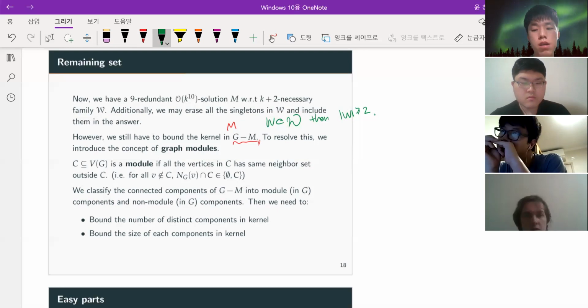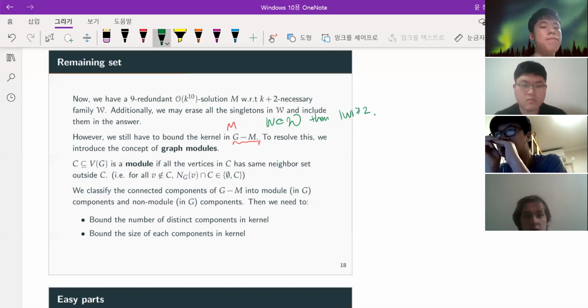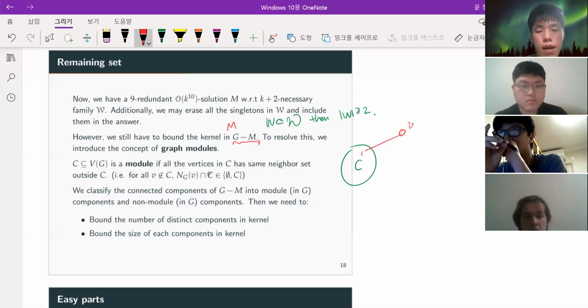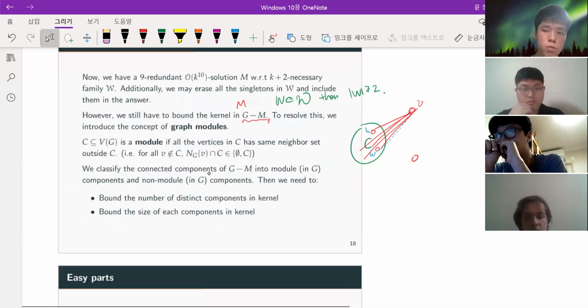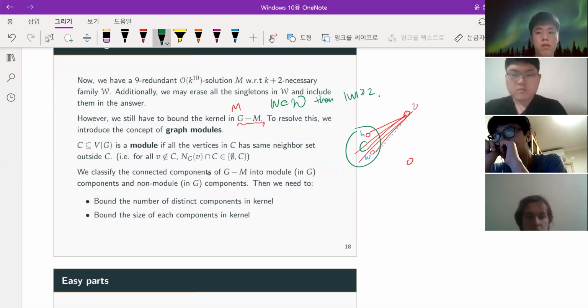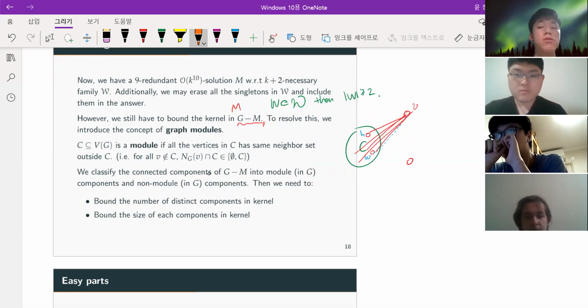A vertex subset C is called a module if all the vertices in C have the same neighbors outside C. So if a vertex V outside C has a pair, one of them adjacent and one of them not adjacent, then C is not a module. A vertex V outside C should be adjacent to all the vertices in C or none of them. Naturally, a module is a generalized concept of connected components, since we can notice a connected component is trivially a module.